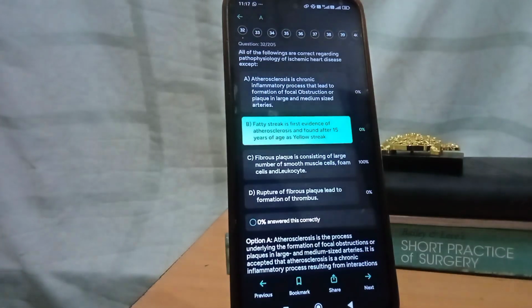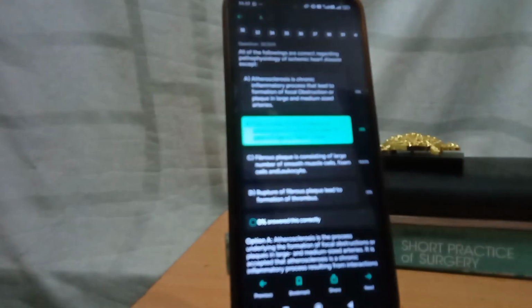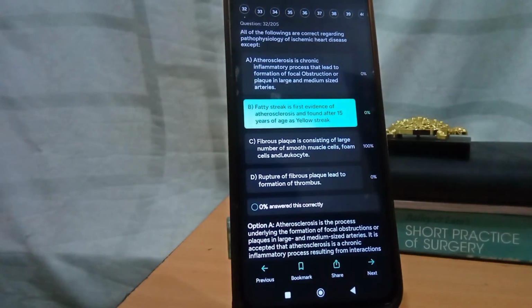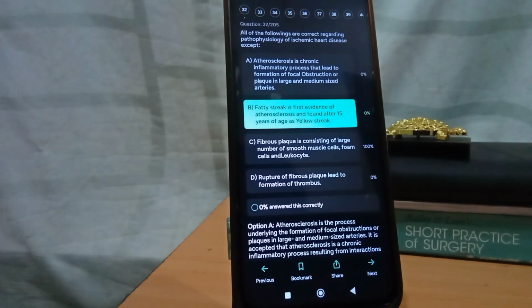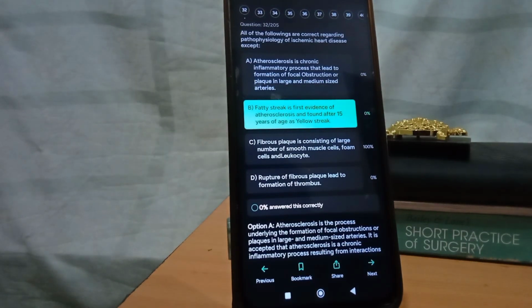So the next question is, all of the following are correct regarding pathophysiology of ischemic heart disease except. The first option is atherosclerosis is a chronic inflammatory process that leads to formation of focal obstruction or plaque in large and medium-sized arteries. Fatty streak is the first evidence of atherosclerosis and found after 15 years of age as yellow streak.